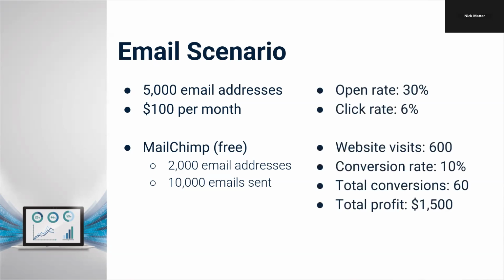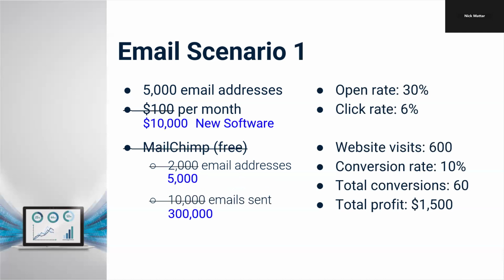let's say you have these numbers, right? Pretty strong open rate. You have a pretty good click rate. Let's say you're getting 600 website visits, a really high conversion rate, and that conversion is a sale. 60 conversions, 10%, 10% of 600, that leads to $1,500 or $1,600 in revenue. You minus the $100 per month, you're looking at $1,500 in profit per month. Huge. Great.